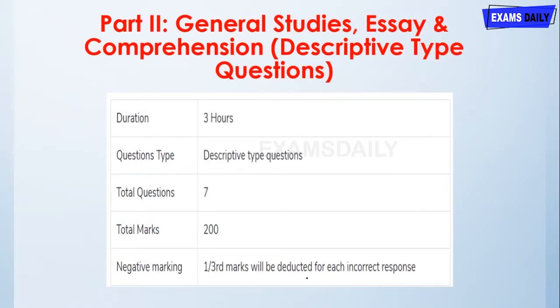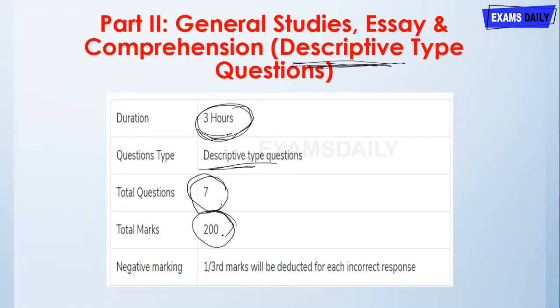For part 2, it is general studies, essay and comprehension, and it is a descriptive type examination. The time duration is 3 hours, and the question type is descriptive. The total number of questions asked from this topic is 7, and the total mark is 200. I had already said that it comprises negative marks, where 1/3 marks will be deducted for every incorrect response. This is the pattern for part 2 of the examination.